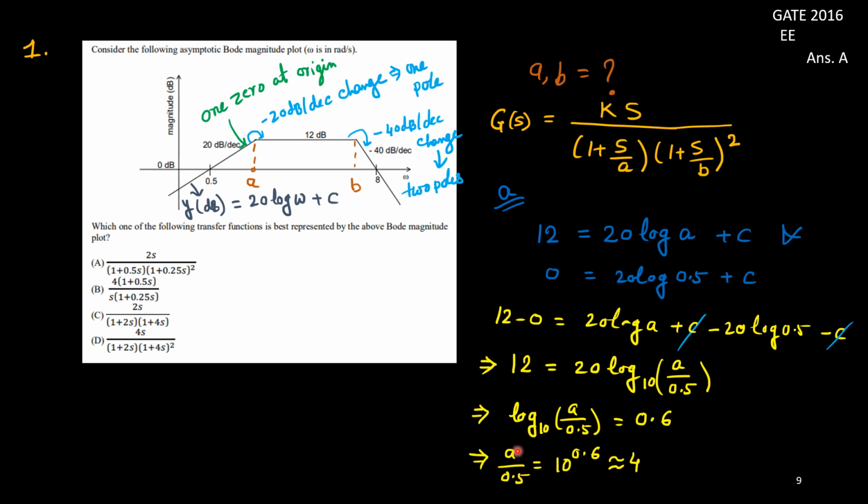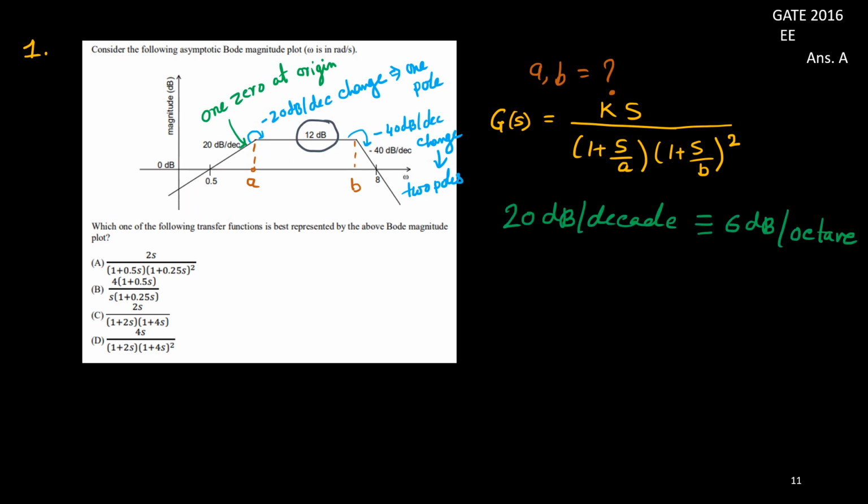Okay, so A upon 0.5 equals to 4. So A equals to 0.5 times 4 equals to 2. Okay, so A we have got. Now we need to find out B. We'll try to find out the B as well in the same way, but I can give you some simple tricks to find out these corner points from this slope.